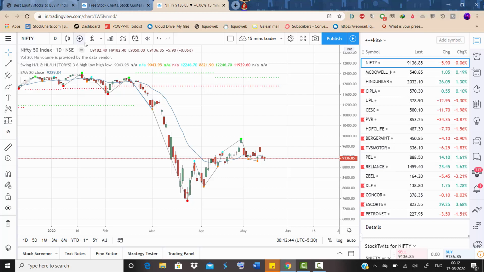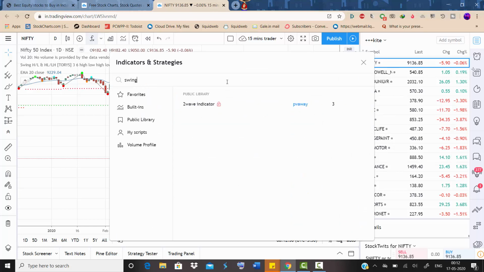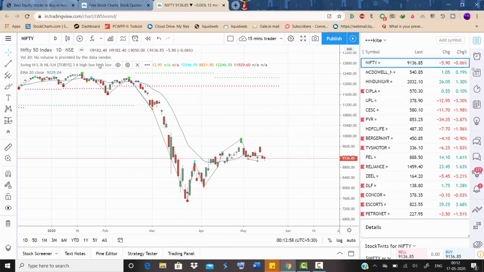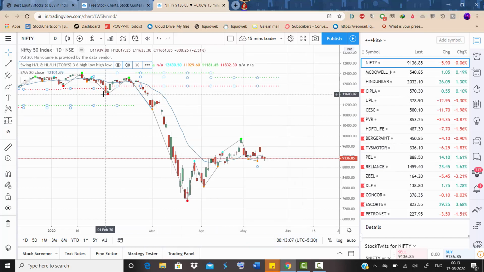On the TradingView website, you can just go to indicators and search for swing. You get swing high low support by pattern smart. Just click this and you will get the indicator. Go to settings, plot line connecting swing high low 1. You just have to tick it. So you will get these plotted swing highs and lows, and also there will be a line connecting them.